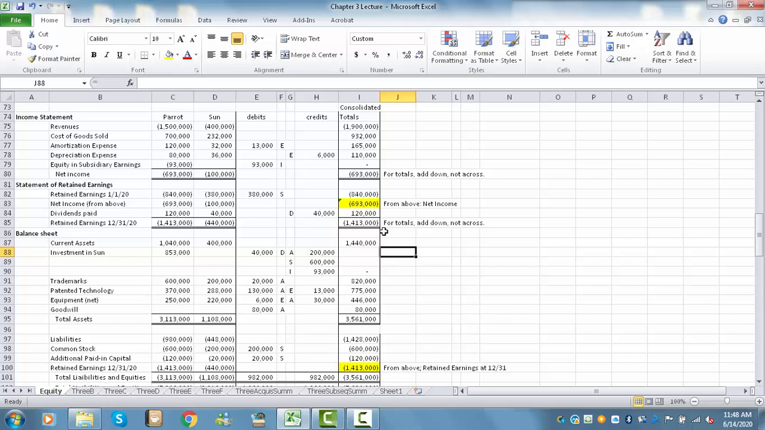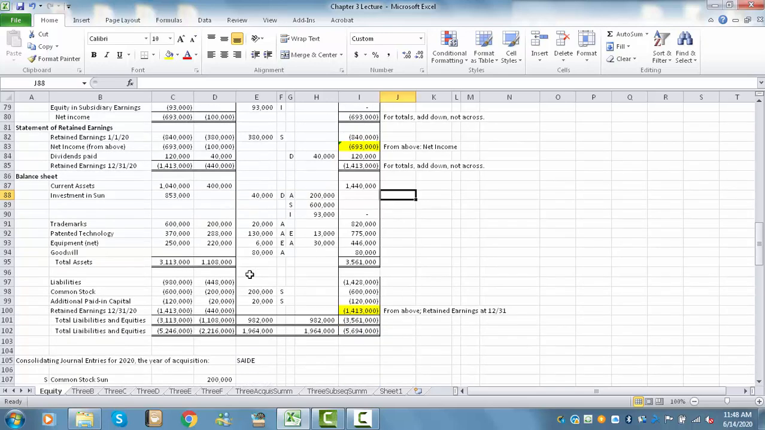Okay, and then we go across 1.440. Investment in Sun with 3 credits, and the debit is 0. The rest of these we add and subtract across, and then we add down, and we get 3.561. For the liabilities and equity, again, we go across, except for here where we pull this down because that's what we put into our balance sheet, and we get that number.